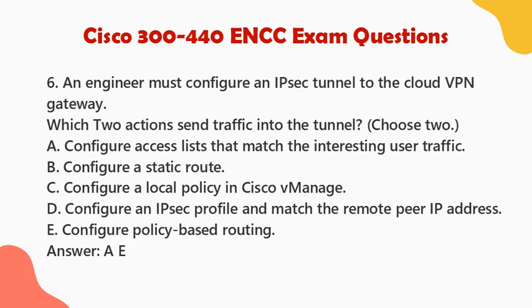6. An engineer must configure an IPsec tunnel to the Cloud VPN gateway. Which two actions send traffic into the tunnel? Choose 2. A. Configure access lists that match the interesting user traffic. B. Configure a static route. C. Configure a local policy in Cisco vManage. D. Configure an IPsec profile and match the remote peer IP address. E. Configure policy-based routing. Answer: A.